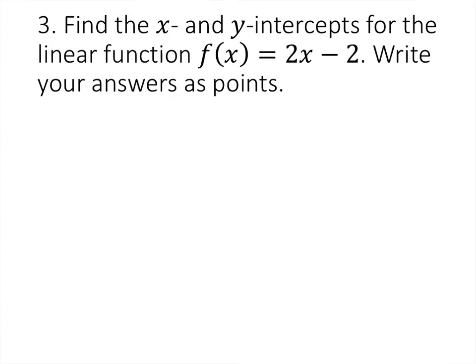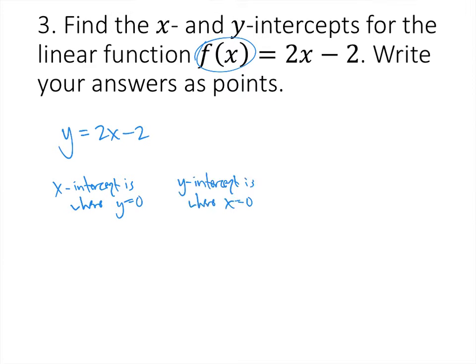This time we're given a linear function, and we want to find the x and y-intercepts. So again, remember that f of x is really just another name for y. So this is y equals 2x minus 2. The x-intercept is where y equals 0. And the y-intercept is where x equals 0.